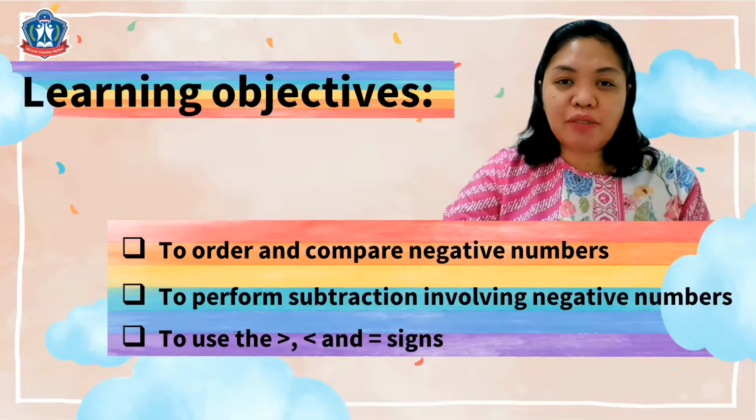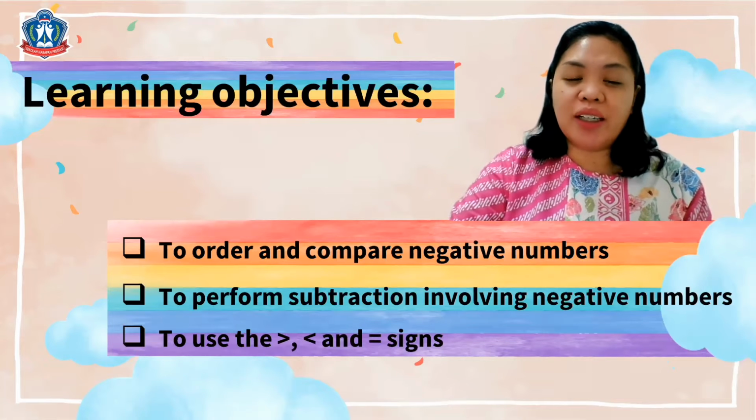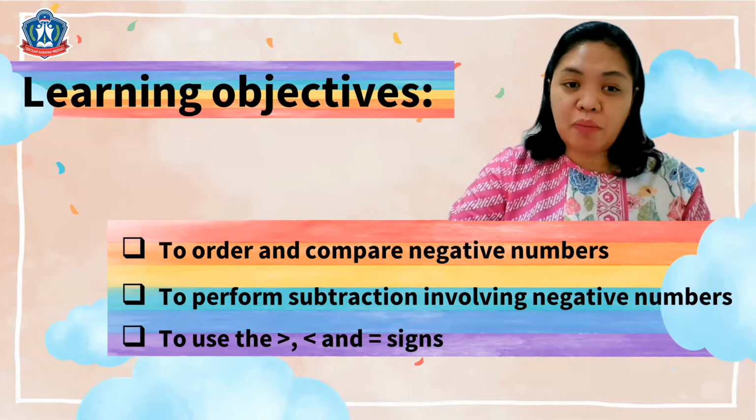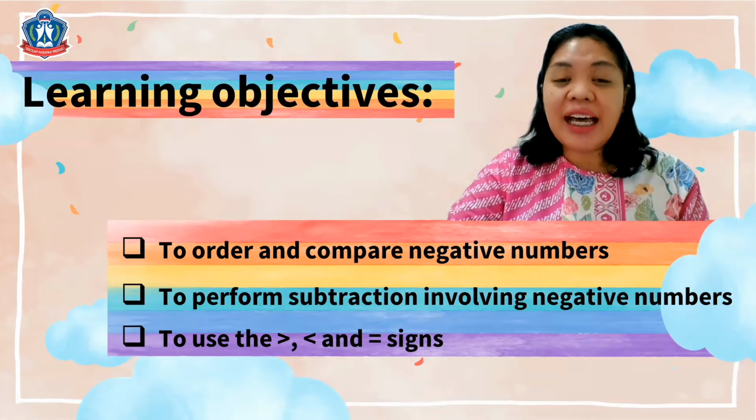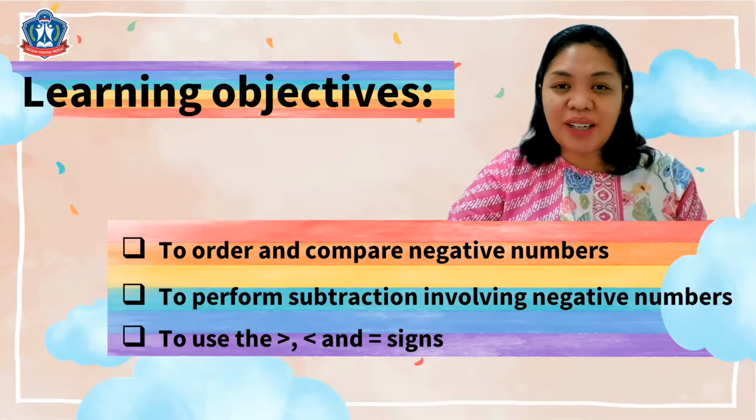The learning objectives of these lessons are to order and compare negative numbers, to perform subtraction involving negative numbers, and to use the greater than, less than, and equal signs.